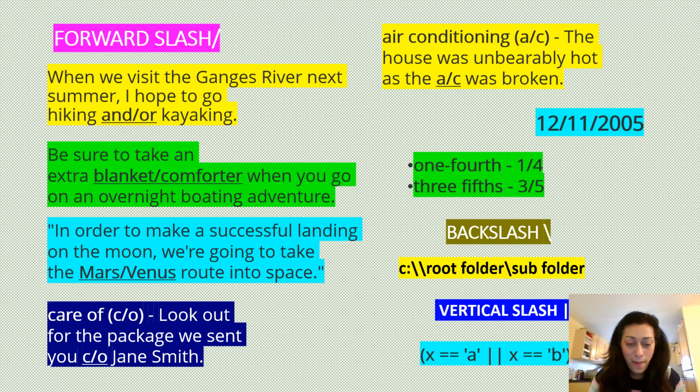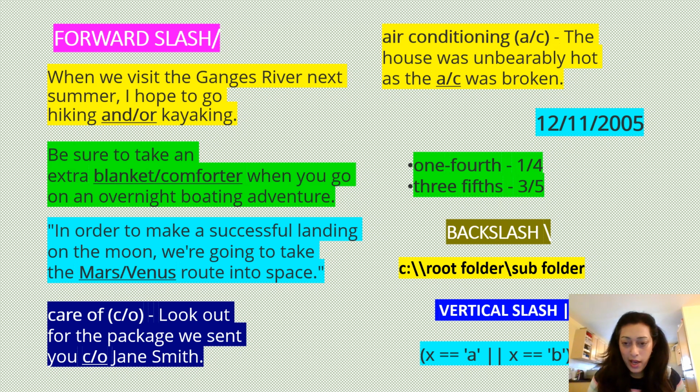into space." For the abbreviations as well: c/o, care of. "Look out for the package we sent you, care of Shane Smith," or "The house was unbearably hot as the A/C, air conditioning, was broken." They are also used to separate the dates, like 12/11/2005, and for the ratios as well, fractions in numeric form: 1/4, 3/5.